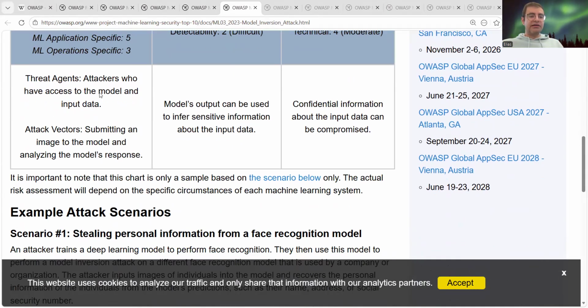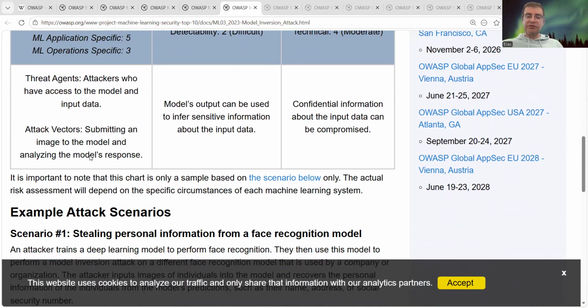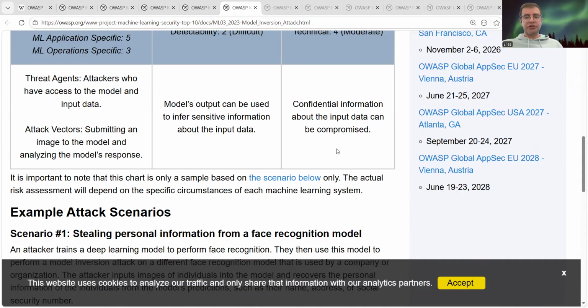So this is like submitting an image to the model and analyzing the model's response. So it's like a black box behavior. You provide an input and you look at the output behavior, and based on that, you make some conclusion. It's, of course, a reverse engineering problem. And confidential information about the input data can be compromised, the input that you provided during the training.